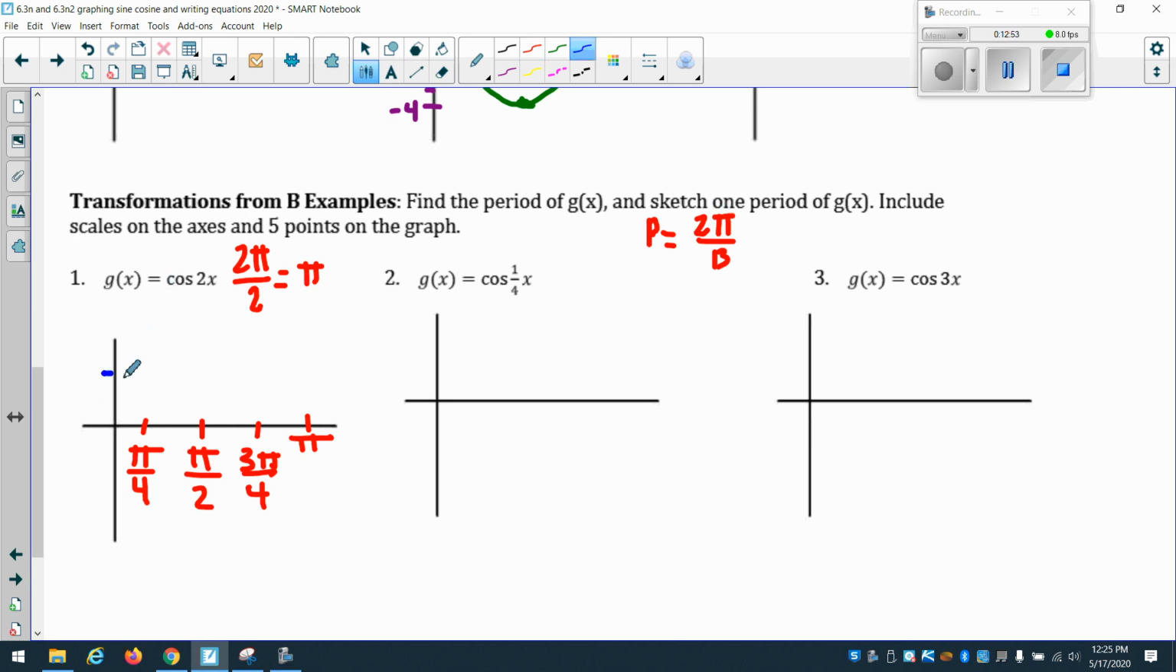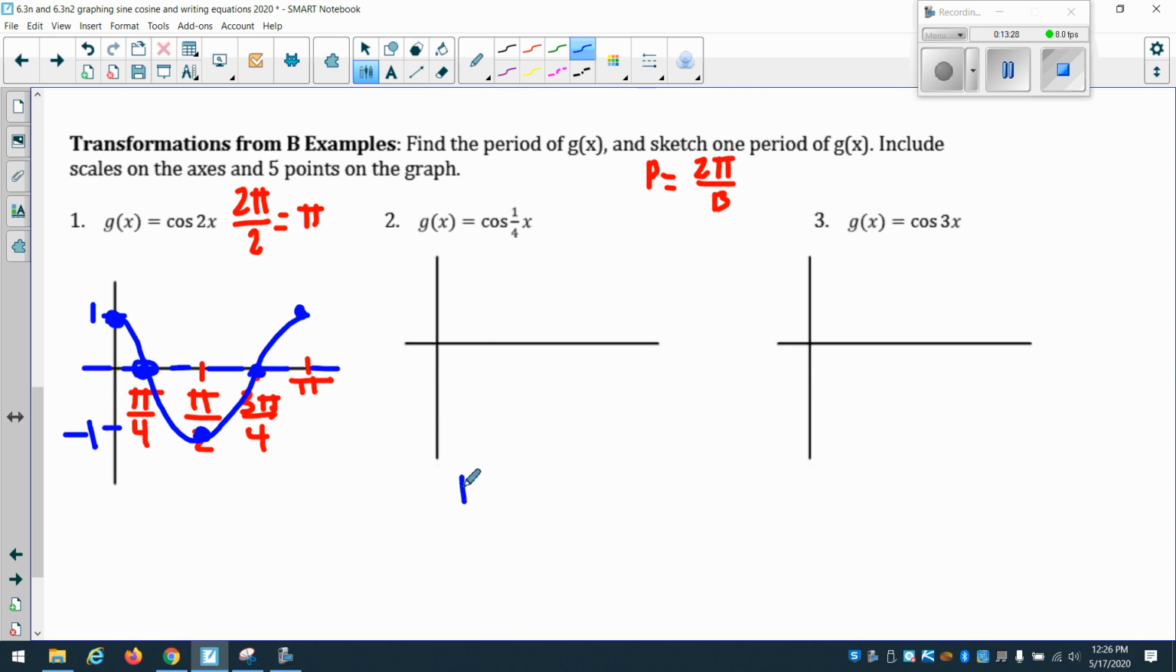So our amplitude is 1. So 1 and -1. Our midline is at 0. We start at the highest point at 1. Pi over 4, we're at our midline. Pi over 2, we're at -1. 3 pi over 4 at our midline, and pi, we are at the maximum. So if we connect these, we have our cosine graph. So let's look at number 2.